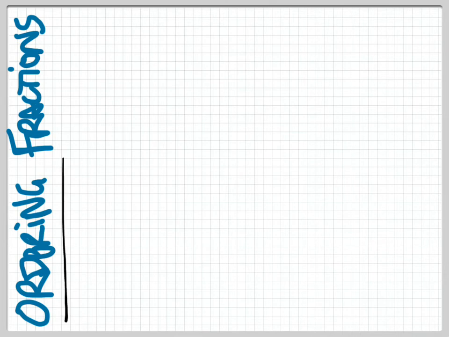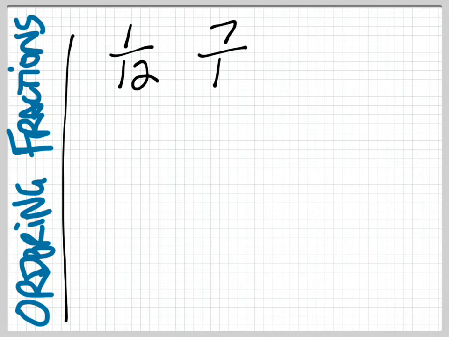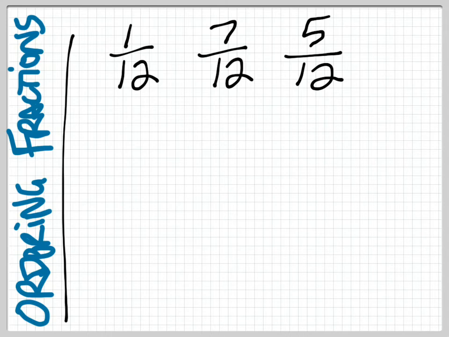Okay, let's talk about how to order fractions. In other words, what if you had more than two fractions? What if I had 1/12, 7/12, and 5/12? And I wanted to put them all in order, okay? I would want to put them from least to greatest.